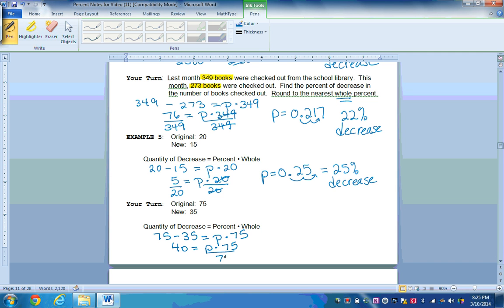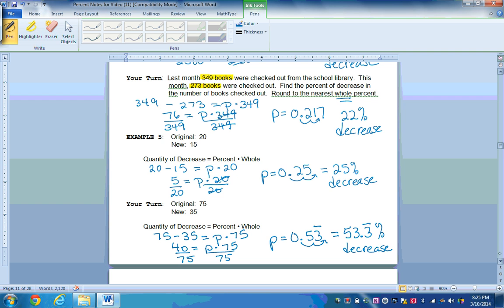Divide both sides by 75. And we get P is equal to 40 divided by 75, which comes out to 0.53, where the 3 repeats. So when we multiply this by 100, we end up with 53 point, remember that 3 is going on forever, so we have a 3 repeating here, percent decrease. All right, how you doing so far?